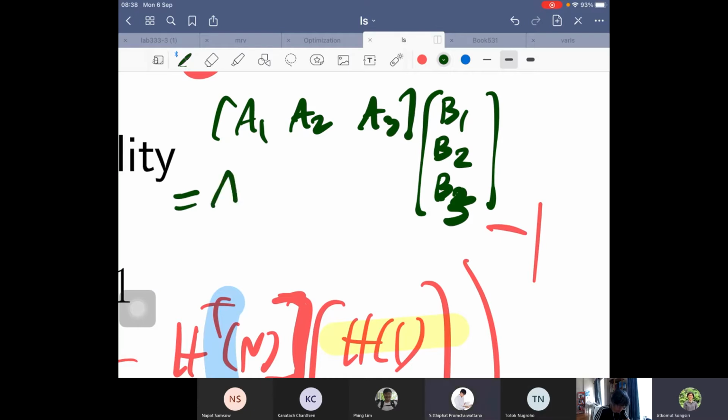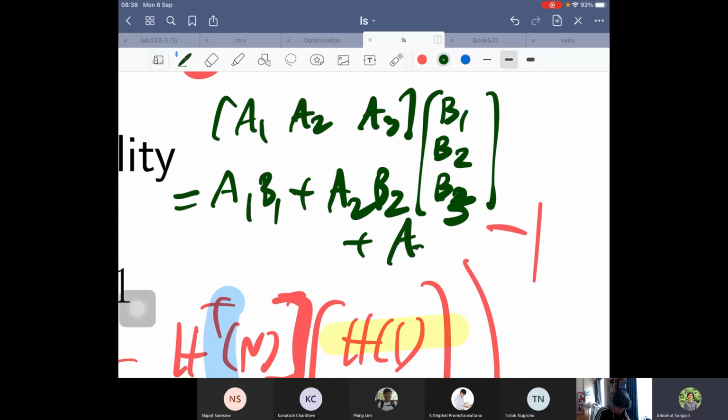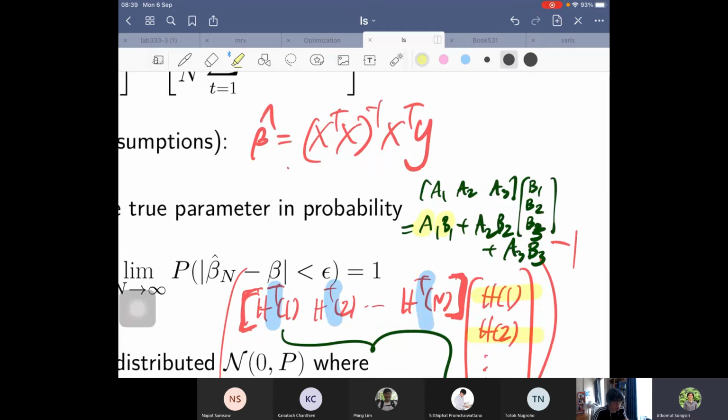A1 B1 plus A2 B2. Yes, it is plus, all right? That is what I'm looking for. You just multiply it in a regular way. Don't just commute A1 and B1. Okay? This is like the inner product of two vectors.